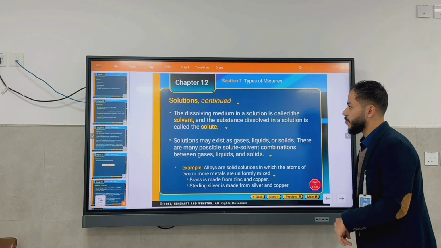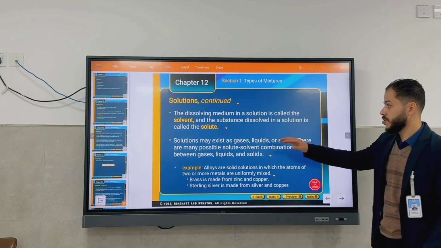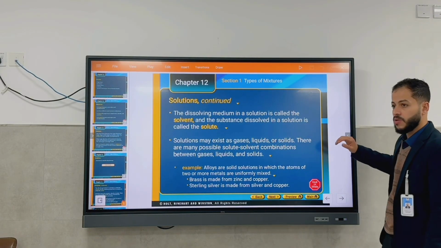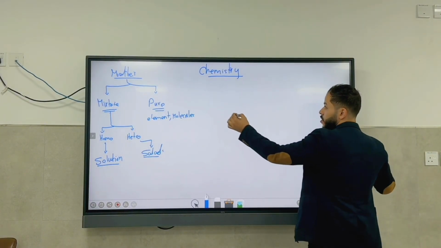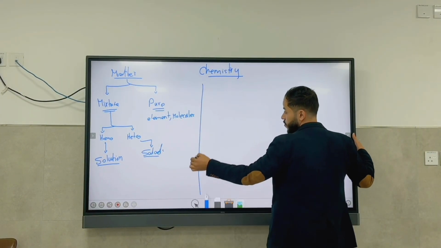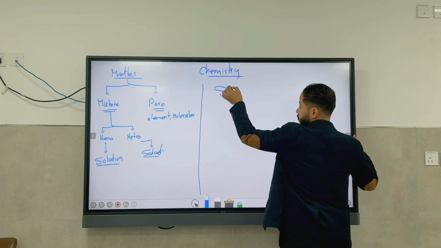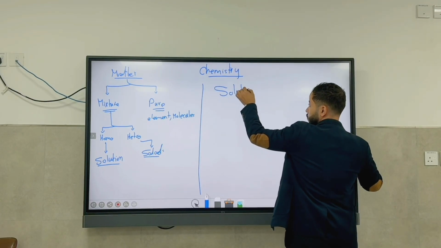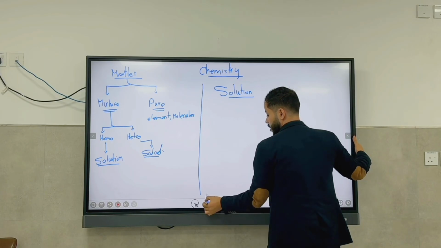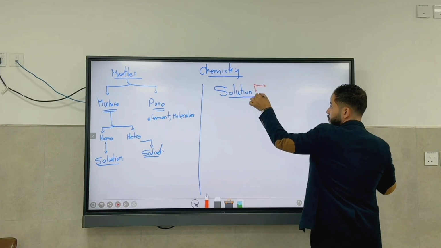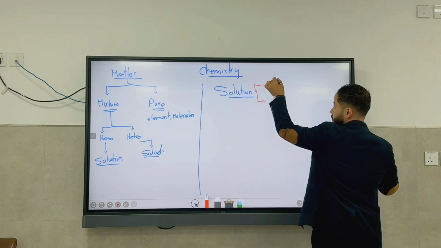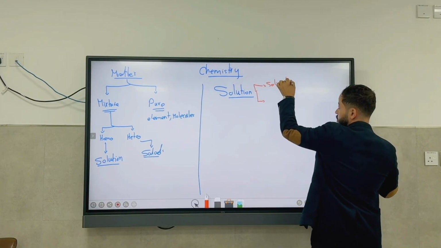Now we have to identify the components of the solution. The solution is composed of a solvent and solute. So let's explain how this happens on the board here. The first homogeneous mixture is solution. Any solution, guys, is actually composed of two parts, right? Yes, solvent and solute.